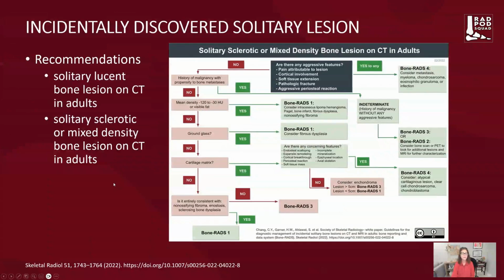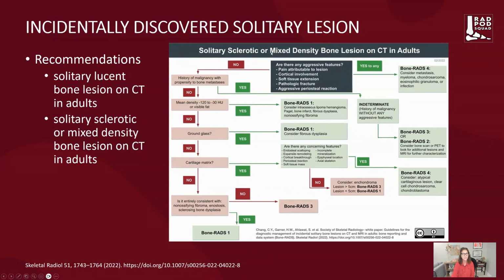And these plates are available for your review. I will go over some of the features, and you can further expand on that by reviewing this article in Skeletal Radiology in 2022. But when we're looking for incidentally discovered solitary lesions, that's something like a solitary sclerotic or mixed density bone lesion on CAT scan, we want to ask ourselves some questions. Are there aggressive features? Pain is considered an aggressive feature. So if there's pain, it needs to be imaged. Yes, it goes to BoneRads 4.